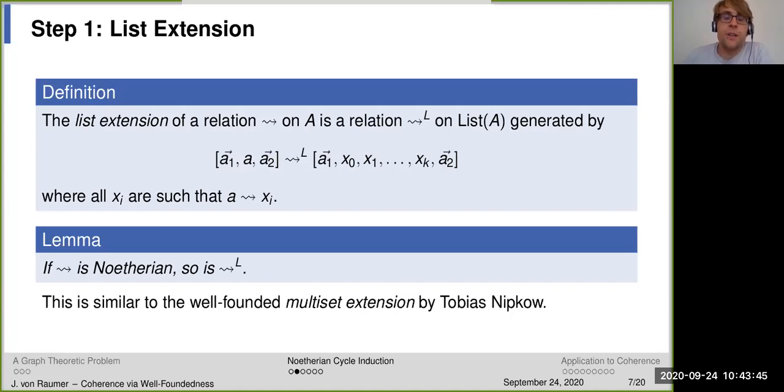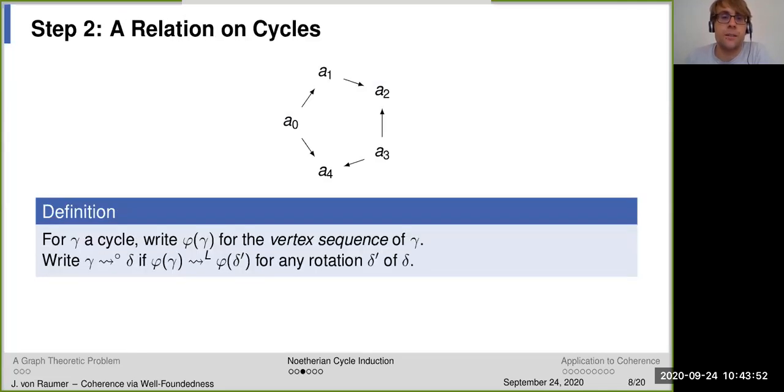We have this lifting on lists, but we might remember that we actually wanted to lift the relation on the type of cycles. And how do we do this? We basically do the obvious thing: if we have a cycle like the one shown here, then we can define its vertex sequence. Assume that the cycle is based on some vertex of the cycle, say at A0, then the vertex sequence would be, for example, A0, A4, A3, A2, A1. So it's just a list of its vertices.